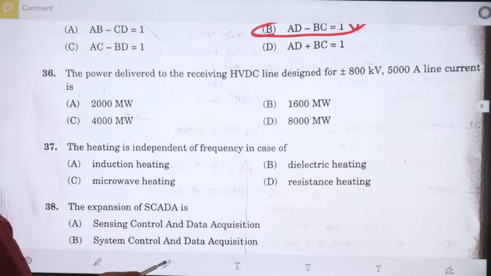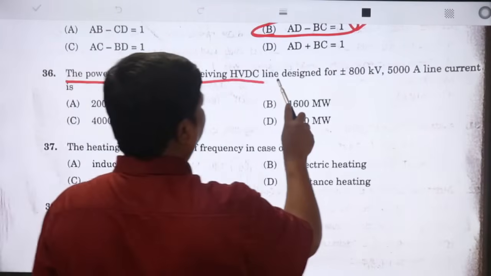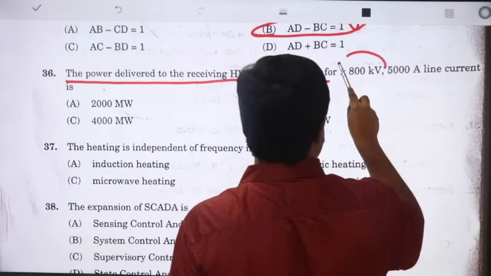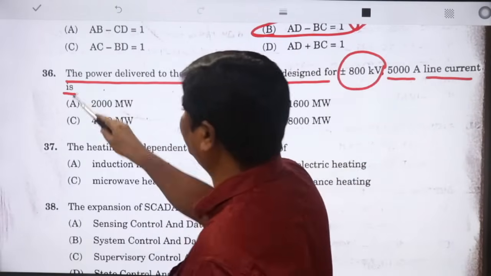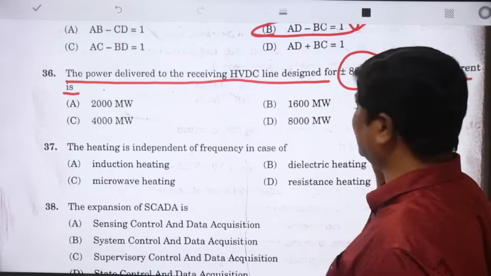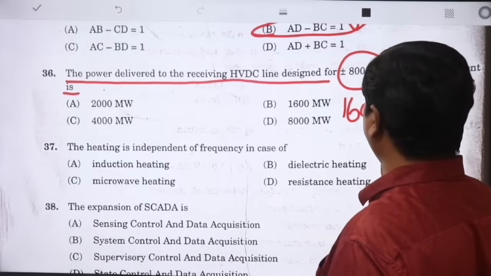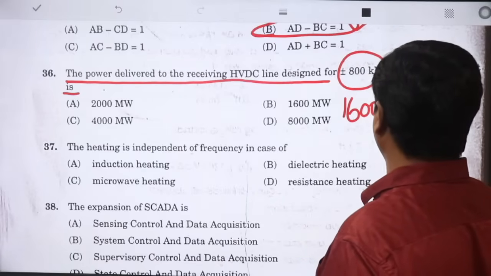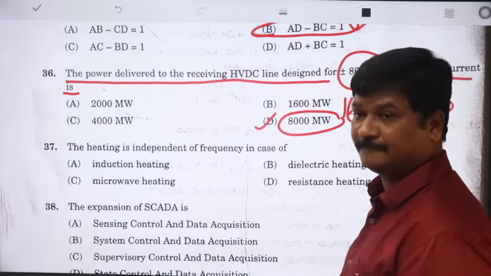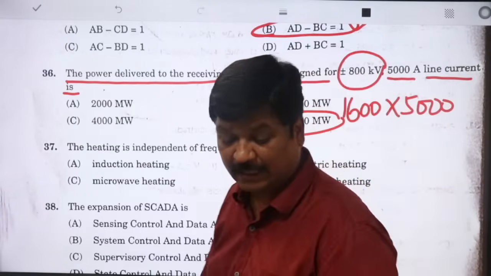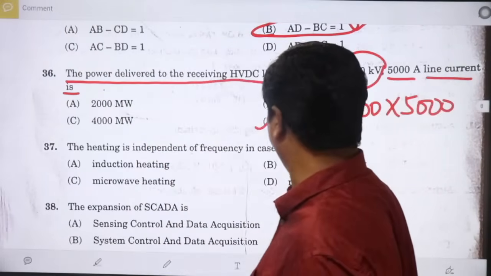See here, this is the power delivered at the receiving end. An HVDC line is designed for plus or minus 800 kV, 5000 amperes. What is the line power? Usually plus or minus means it is a bipolar line. For a bipolar line we have to take the voltage of 800 kV and multiply it by 5000 amperes. 8000 megawatts may be the answer, because of the bipolar line.